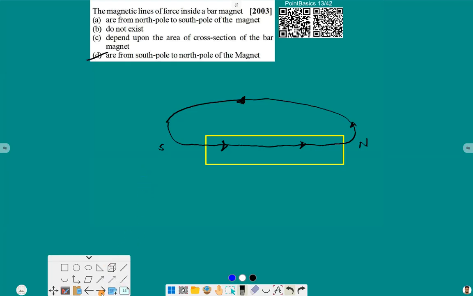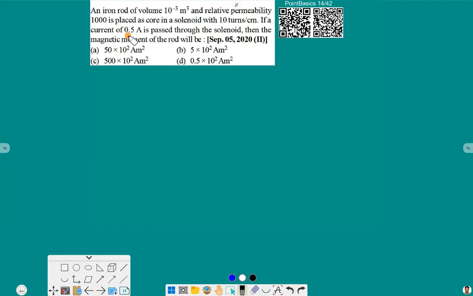Let's move to the next one. An iron rod of given volume, with relative permeability 1000, is placed in a solenoid with 10 turns per centimeter. If the current is given, then the magnetic moment of the rod will be.